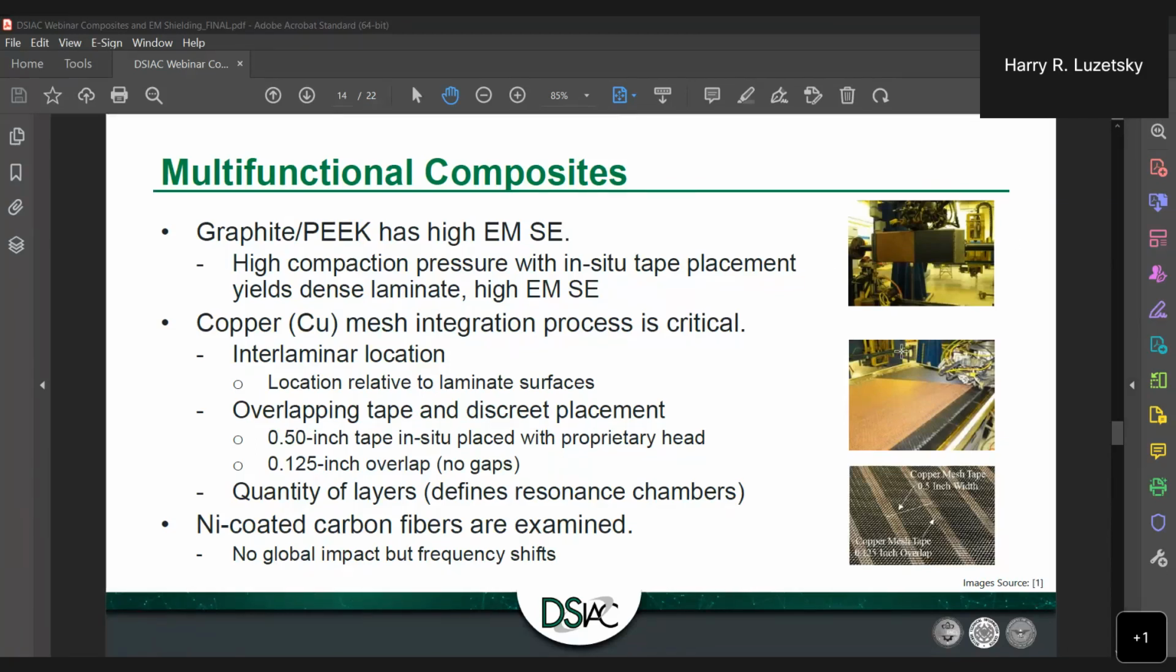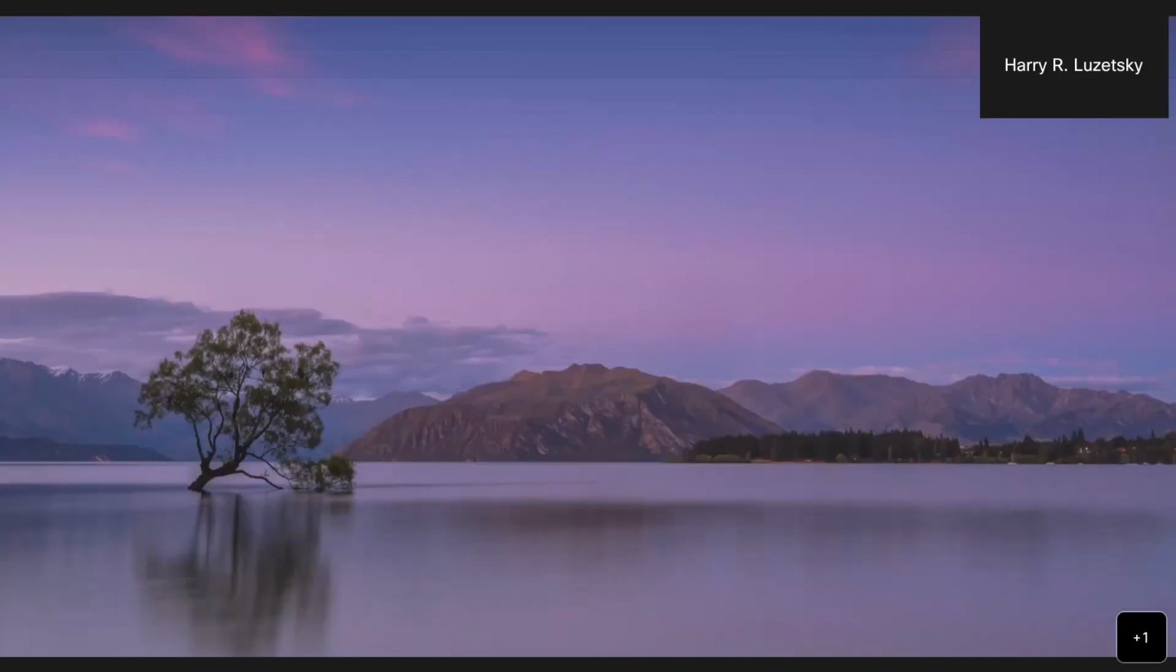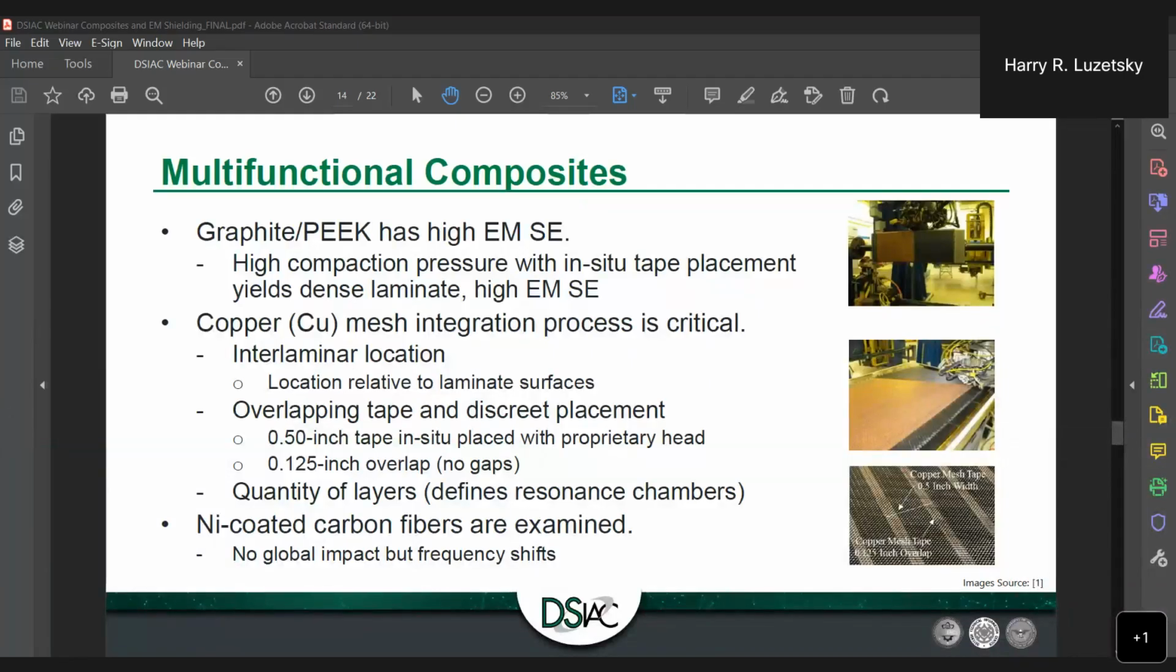To further improve the shielding effectiveness, copper mesh was added into the structure. In all cases, there were overlaps to provide for the conductivity. And the multiple layers actually defined resonance chambers. In the earlier chart, we showed a single barrier, and I think on the next one we might actually show what these resonance chambers look like. Next.